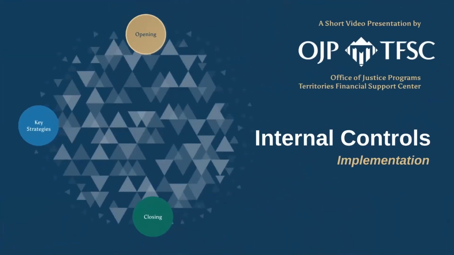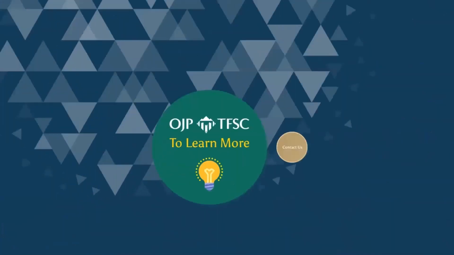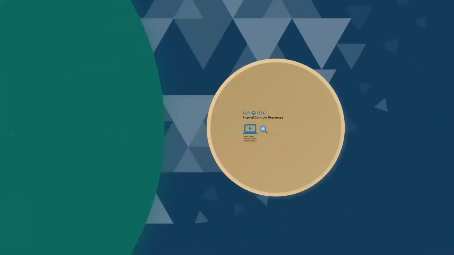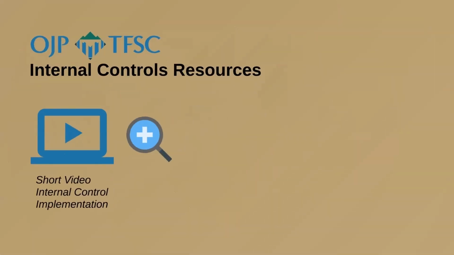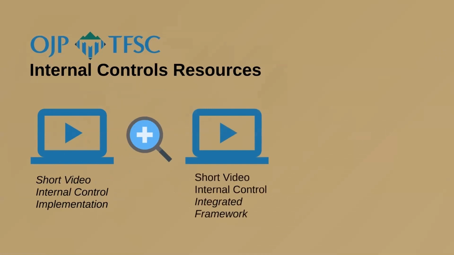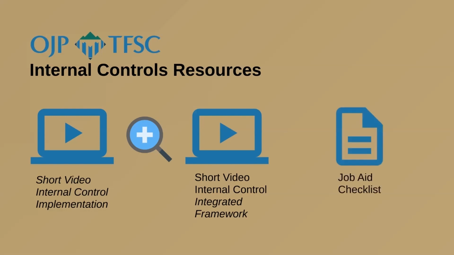Establishing internal controls is a very involved process. This video only briefly touched on a few important concepts and strategies. To learn more about internal controls, we would encourage you to view our short video on the integrated framework developed by the Committee of Sponsoring Organizations of the Treadway Commission. In that video, we highlight the 5 key components of strong internal controls, which are widely accepted within all types of organizations. You can also review our job aid checklist on internal controls. We have inserted the links to these materials in the description below.